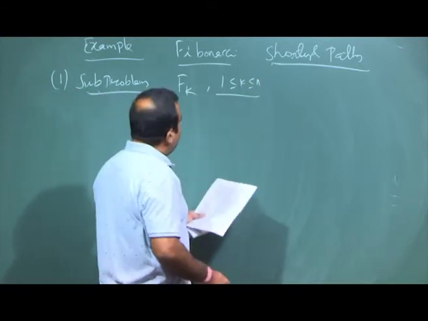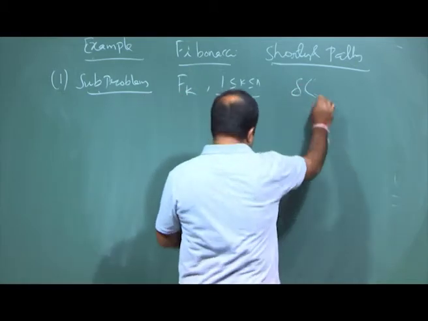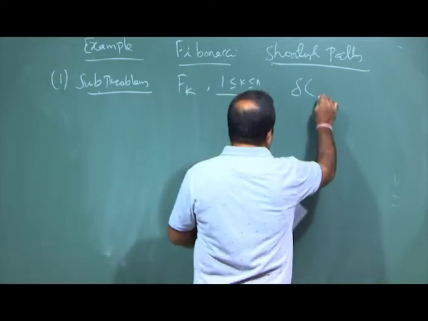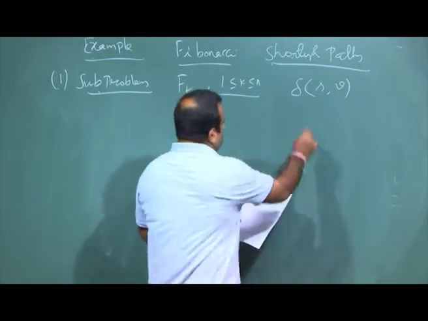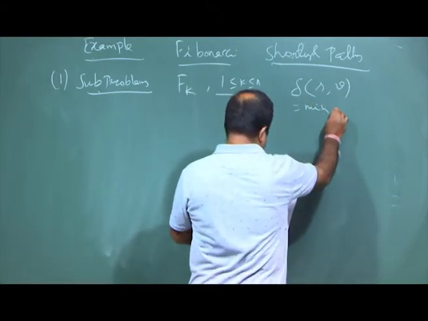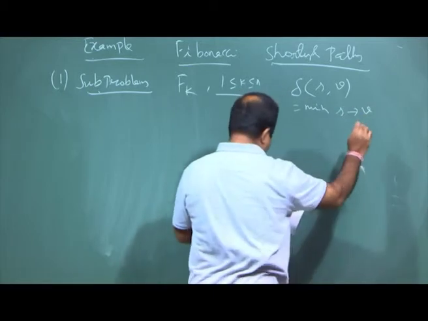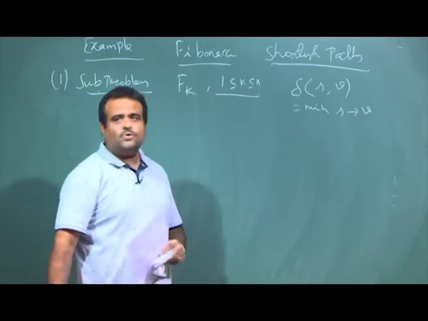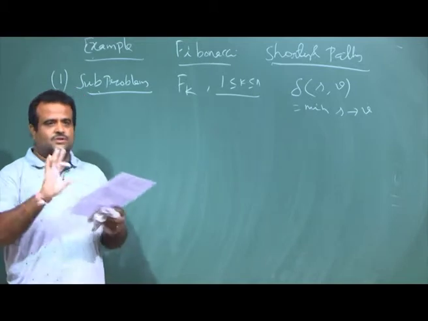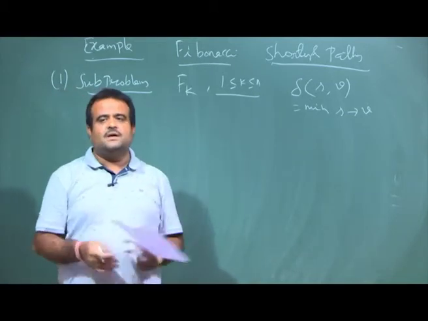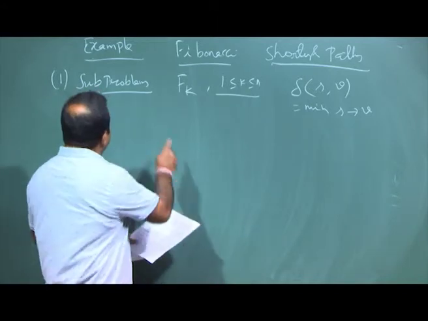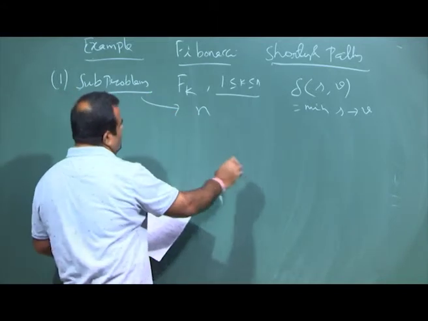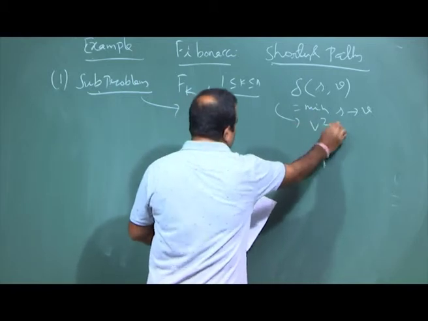What are the subproblems for shortest path? We need to find delta k of s comma v, the minimum weight from s to v which uses at most k edges. Hypothetically, we know the answer up to the subproblems. The number of subproblems here is n, but for shortest path it is V squared.